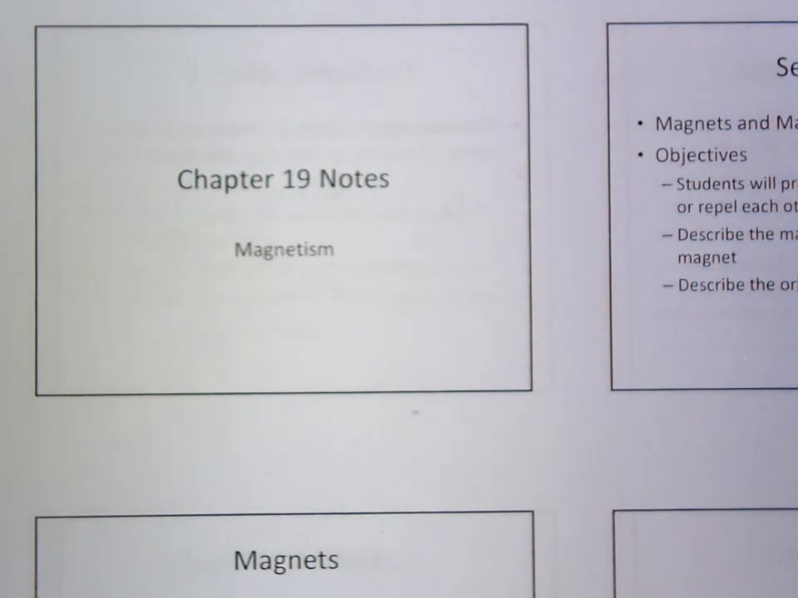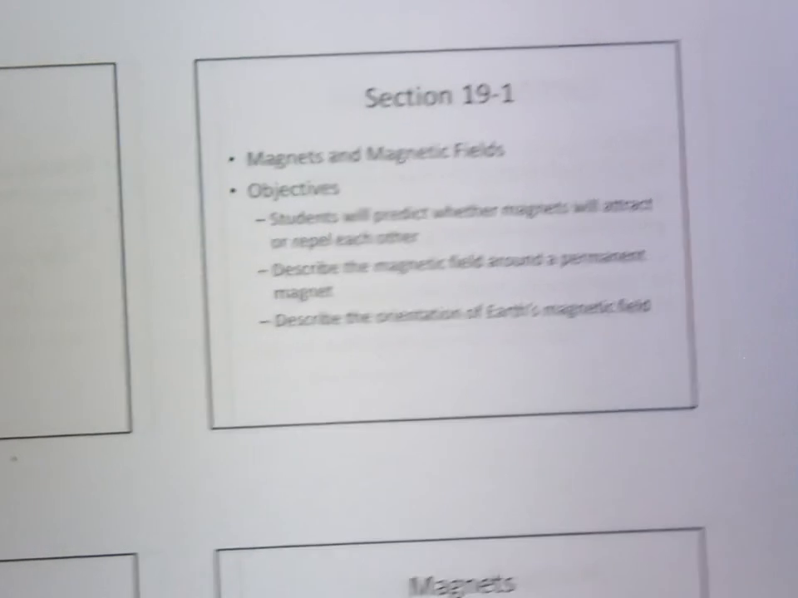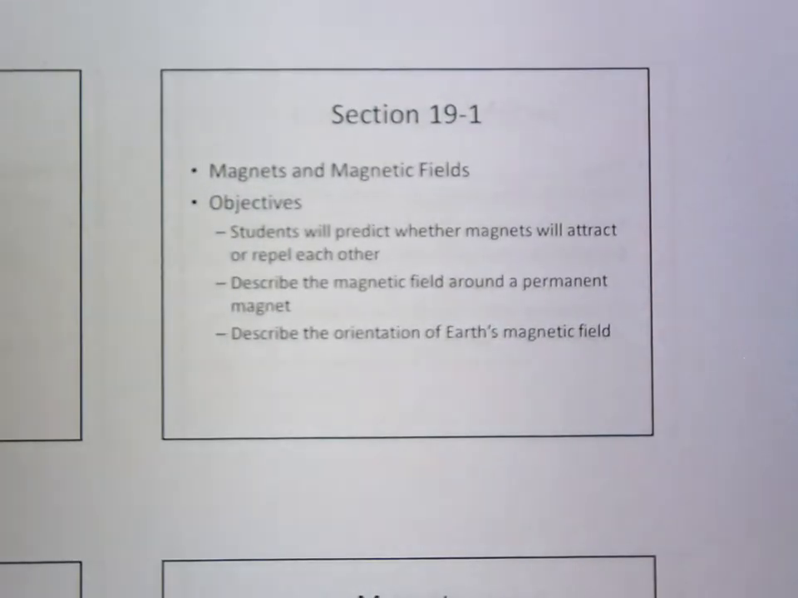Alright, today we're going to be talking about magnets. Now, we're starting off with section 19-1, which is about magnets and magnetic fields. Some of this should be very familiar to you from previous science classes. Some of it might be a little bit new.